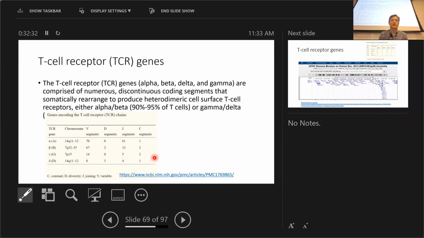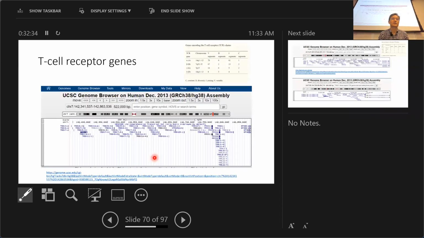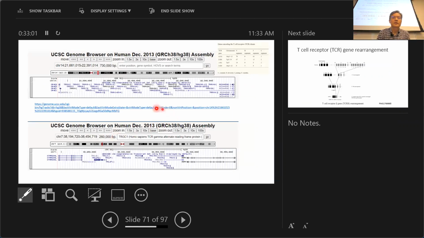Okay, those combinations. So this is the genome browser view for this T cell receptor, the TRBV. So you see this subtype of genes. It forms a whole cluster of many different small genes. So this is on chromosome 14. This is on chromosome 7. So you found the location of those genes.